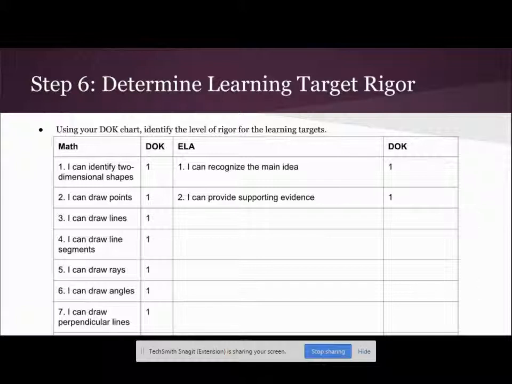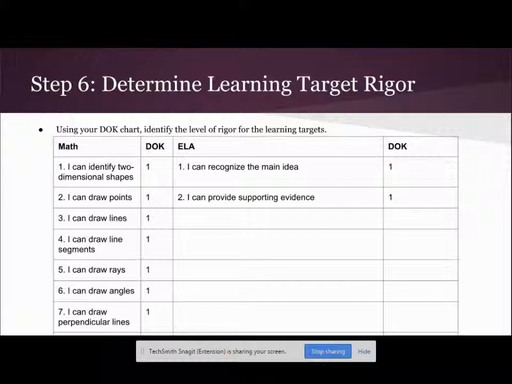Remember, there's 4 DOK levels. You have a DOK level chart in your Google Drive that you can take a look at. In the next video, I will actually be using that chart to further show how to determine the level of rigor. So at this point, we're just looking at the PowerPoint here and listening to my explanation.